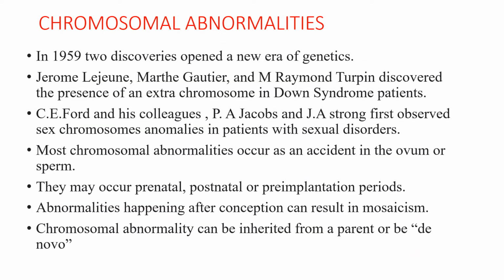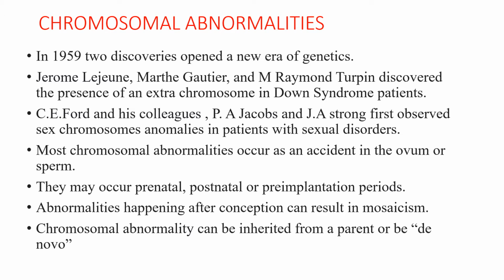Chromosomal abnormalities. In 1959, two discoveries opened a new era of genetics. Jerome Lejeune, Marthe Gautier and M. Raymond Turpin discovered the presence of an extra chromosome in Down syndrome patients. C. E. Ford and his colleagues P. A. Jacobs and J. A. Strong first observed sex chromosome anomalies in patients with sexual disorders.